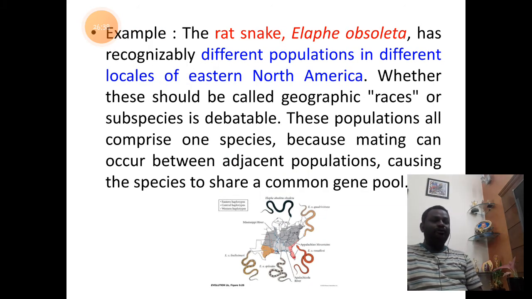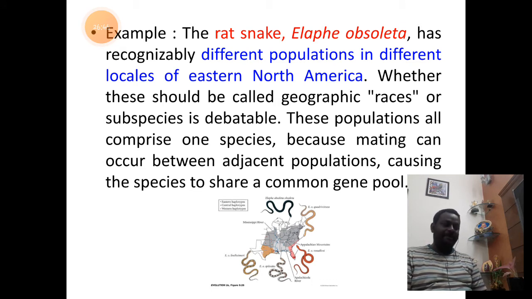To cite an example for it, there is the rat snake, Elaphe obsoleta. This variety of rat snake is seen in eastern North America. The different subspecies of these rat snakes of eastern North America are called geographic races or biological races because they share a common gene pool.